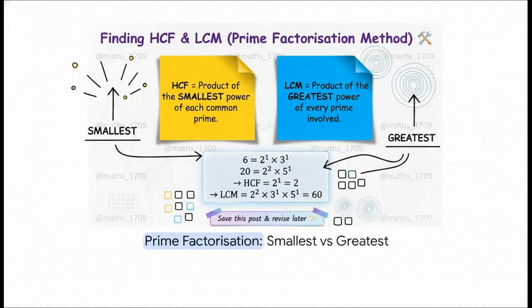So, how exactly do we handle prime factorization? The crucial rule to remember is this. To find the highest common factor, or HCF, you use the smallest power of each common prime. But for the LCM, you've got to take the greatest power of every single prime involved. As you'll see with the example of the numbers 6 and 20, keeping those powers straight is absolutely key.